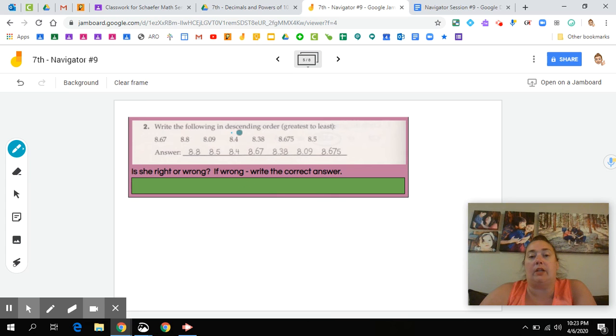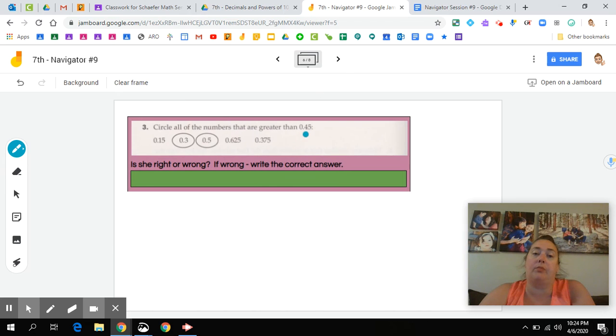This time we're writing them in descending order, so that means from greatest to least. So again, stack the numbers. They are all numbers in the 8s. So you're going to be forced to look at the tenths place and possibly even the hundredths and the thousandths place from there. So try those, make sure you stack those numbers up.